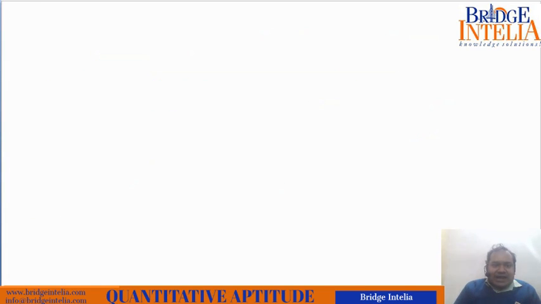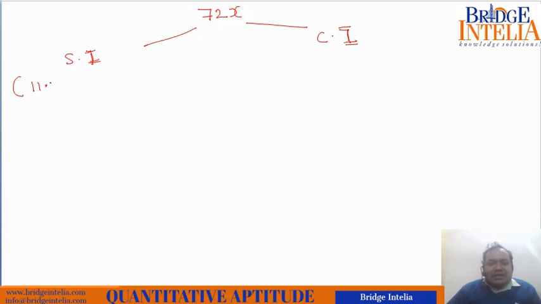What is the question trying to say? That you deposited 72x in simple interest and the same 72x in compound interest. What was the bank doing? For the first year, the bank was giving 11.11% as interest. Next year, the bank was giving 12.50% interest in both the cases. So 11.11 is 1 by 9th. This is 1 by 8th.